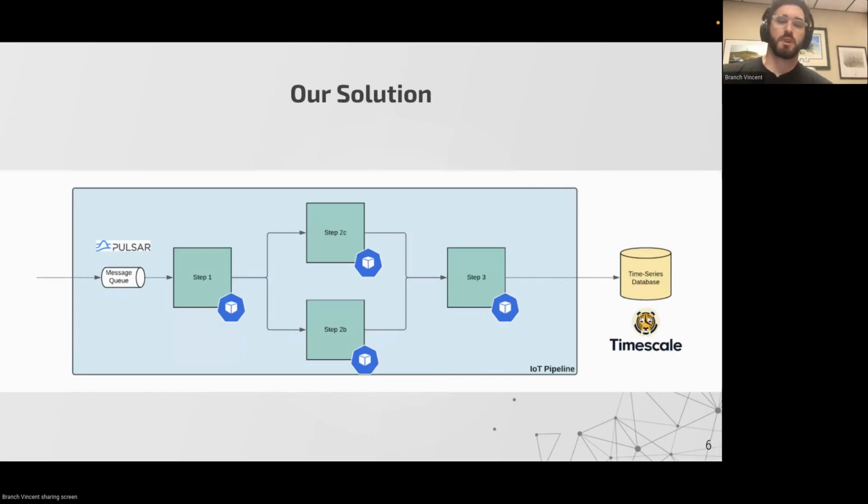So briefly, the overview of what we ended up going with was using a messaging technology called Pulsar, as well as throwing everything into a time series database known as Timescale. And Timescale is a Postgres extension. At Industrial, we had already standardized on Postgres, and so a Postgres extension made a lot of sense for us.